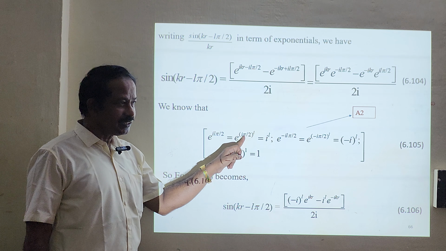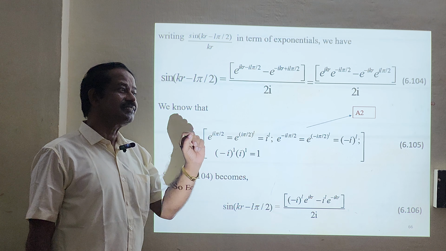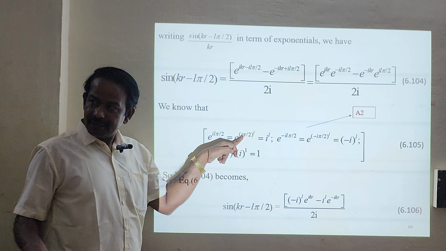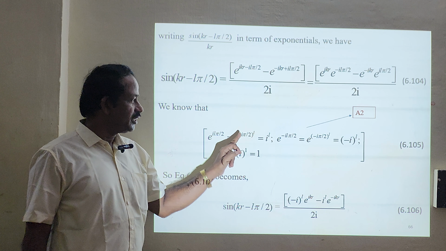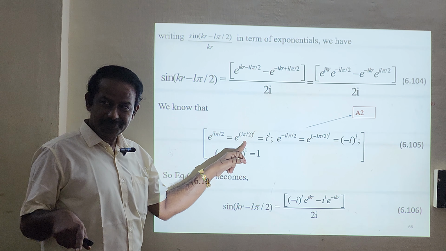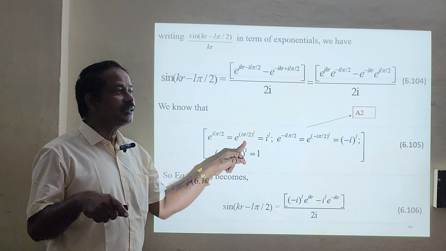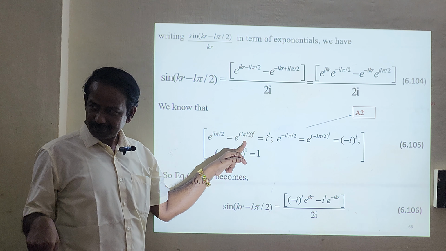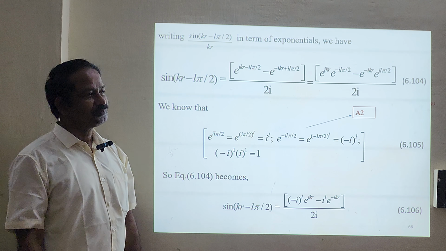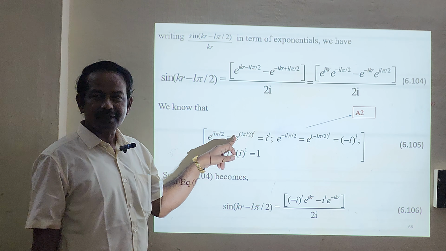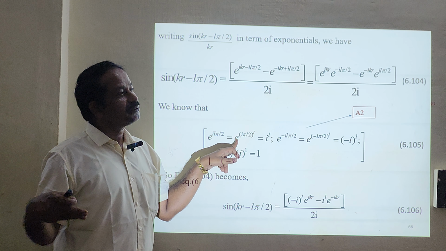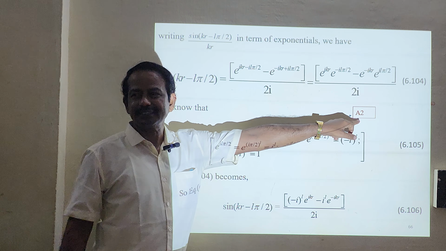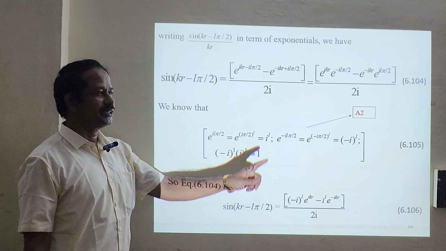And e power ix can be written as cos x plus i sin x. Here x will be pi by 2, so cos pi by 2 plus i sin pi by 2. What is cos pi by 2? Cos 90 is 0. What about sin 90? It is 1. So you will have only i, so i to the power l. That will be your assignment. You just try. Okay, assignment 2.